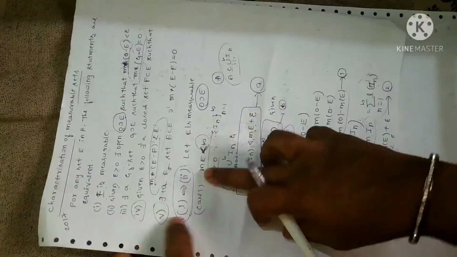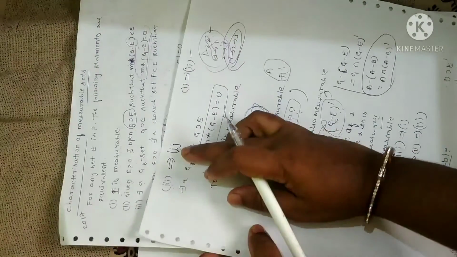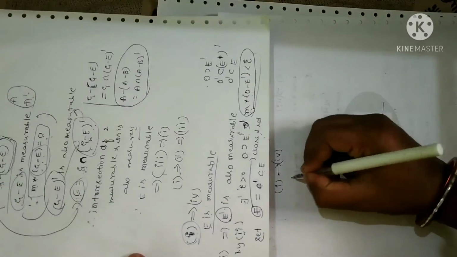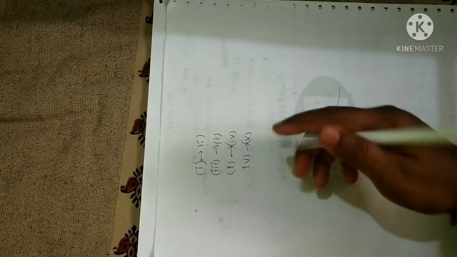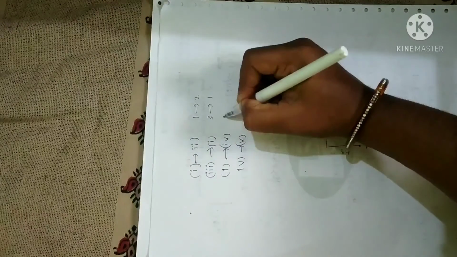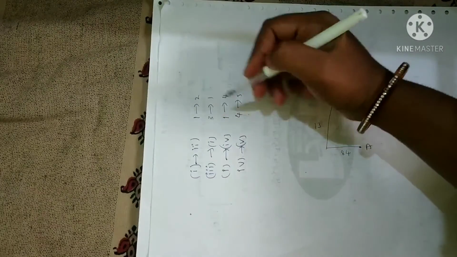I have proved 1 implies 2. Clear? Next, what I have proved is 3 implies 1. Next, what I have proved is 1 implies 4. Next, what we have to prove is 4 implies 5. Fine. So 1 implies 2, 3 implies 1, 1 implies 4, 4 implies 5. These are interrelated to each other.